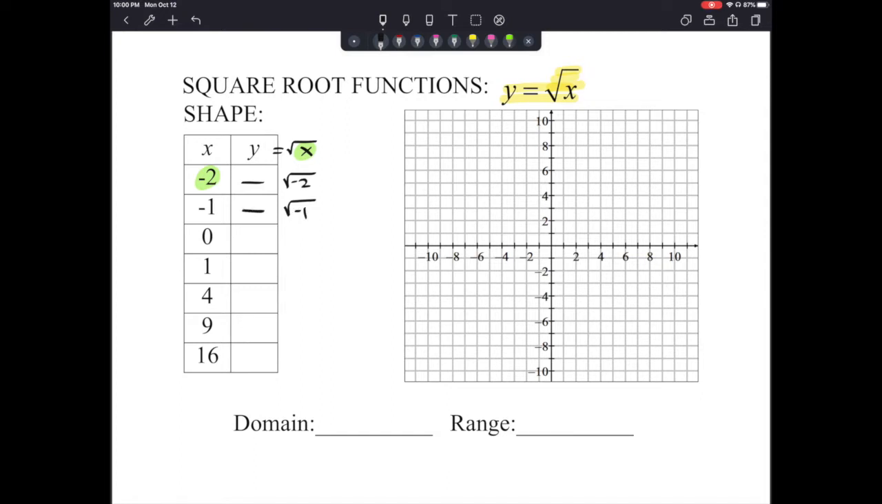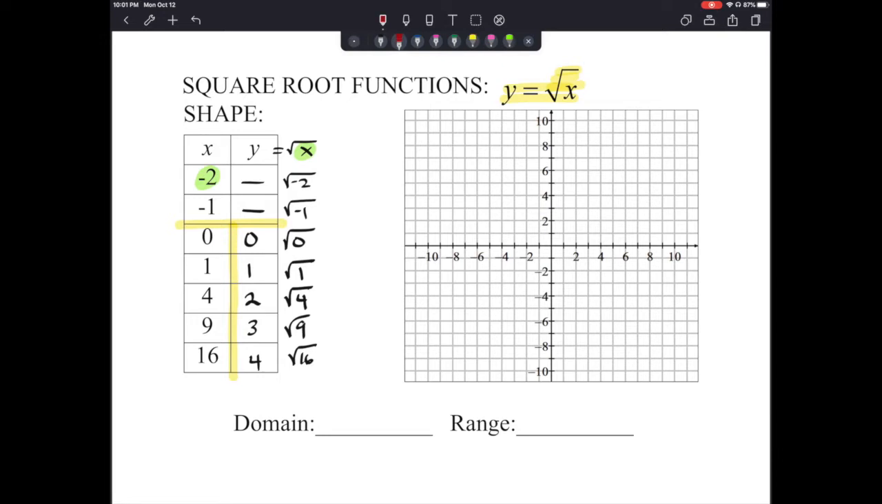So therefore, we have to look at numbers that do work. The first number that will work is 0. If I take the square root of 0, I get 0, because 0 is a perfect square. The square root of 1 is 1, which is a perfect square. The square root of 4 is 2. The square root of 9 is 3, and the square root of 16 is 4. So the points that we really want to focus on are on this T-chart I just made: 0, 0; 1, 1; 4, 2; 9, 3; and 16, 4.